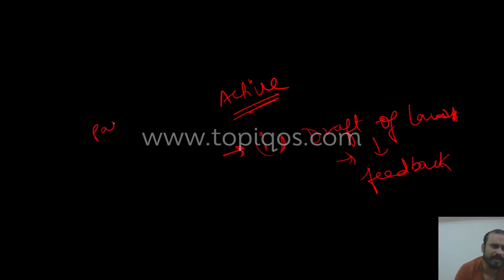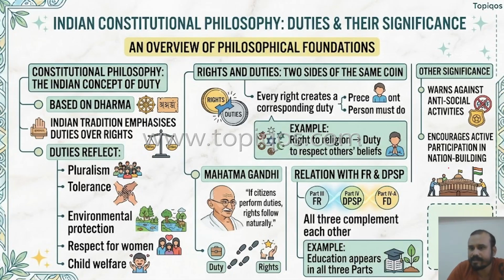But if you are a passive citizen, what will you do? You will just in your drawing room, or with your friends, criticize the government. How will the government know? Technically, the government knows, but still you have to give your feedback to the government and become an active citizen. So this encourages active participation in nation building. These duties are also a sort of feedback mechanism to the government.